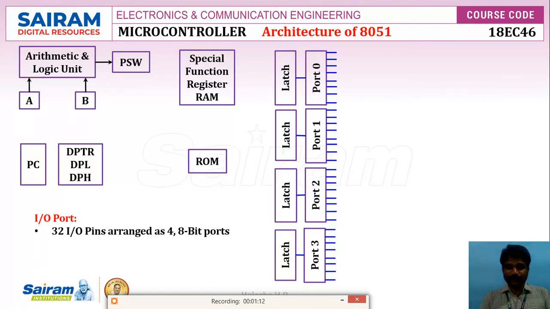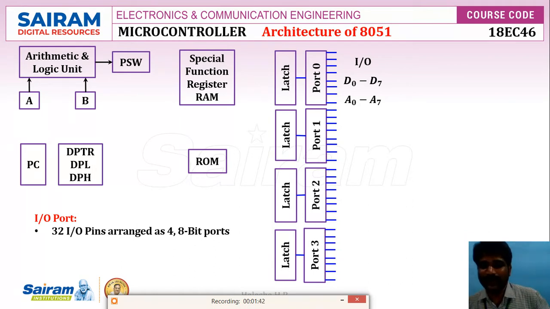Here in brief, port 0 pins can be used as I/O, I mean either as input or output. Apart from that, the alternate function is that it can be used as an 8-bit data bus, that is D0 to D7, or as a low order address bus, that is A0 to A7. Here the data bus and low order address bus are multiplexed. In the beginning it is used as an address bus, and later it is used as a data bus. Port 1 doesn't have an alternate function. It has only input or output function.